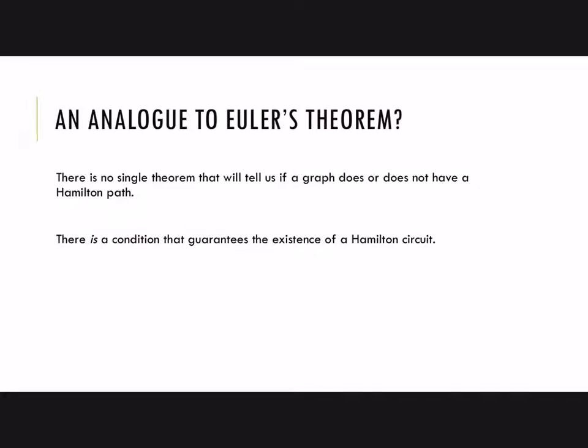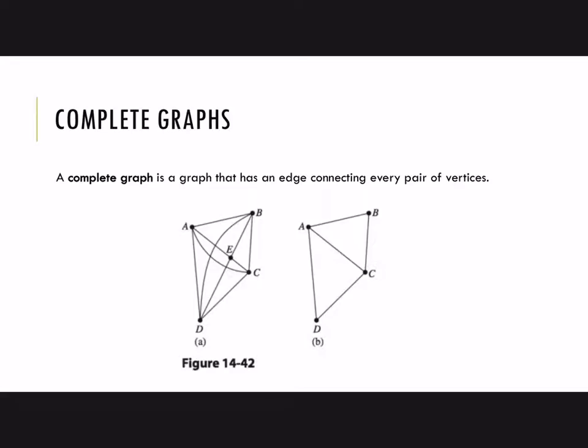Now, is there something that's similar to Euler's theorem that would help us to determine if there are or are not Hamilton paths or circuits? Well, in the case of Hamilton paths, no. All right, we have some methods for just jumping in and trying to find one, but we can't determine ahead of time whether or not there's going to be a Hamilton path. However, we do have a condition that guarantees the existence of a Hamilton circuit. All right, and this condition depends on complete graphs, so we need to know what those are.